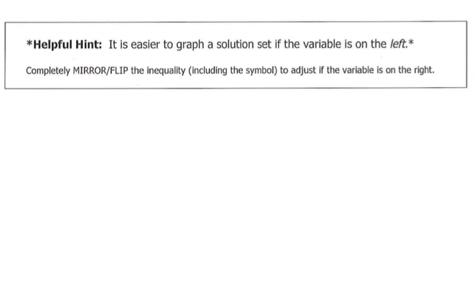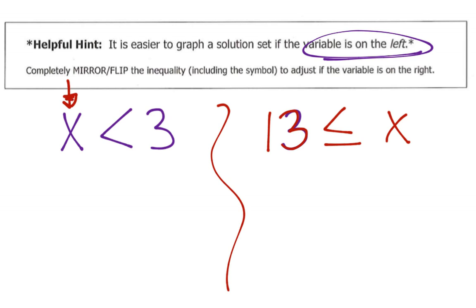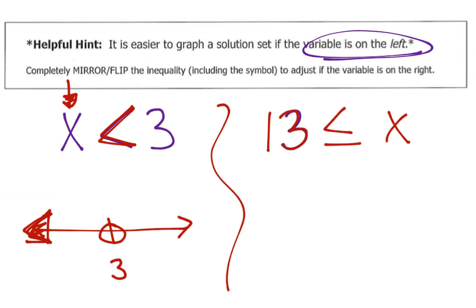A little helpful hint is that if your variable is set up on the left, like x is less than 3, or let's pick a different number, how about 13 is less than or equal to x. If it's set up on the left, like this one, then it's going to be a little bit easier to graph because you have a little shortcut to help you know which way to go. So it's a less than symbol, so it's going to be an open circle. And then this symbol kind of mirrors the end of this arrowhead, and so that's the direction that we're going to be shading. It sort of points the same way.